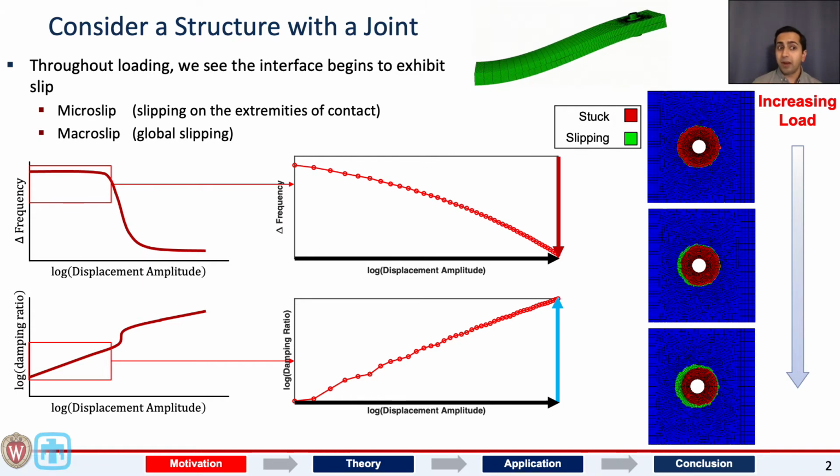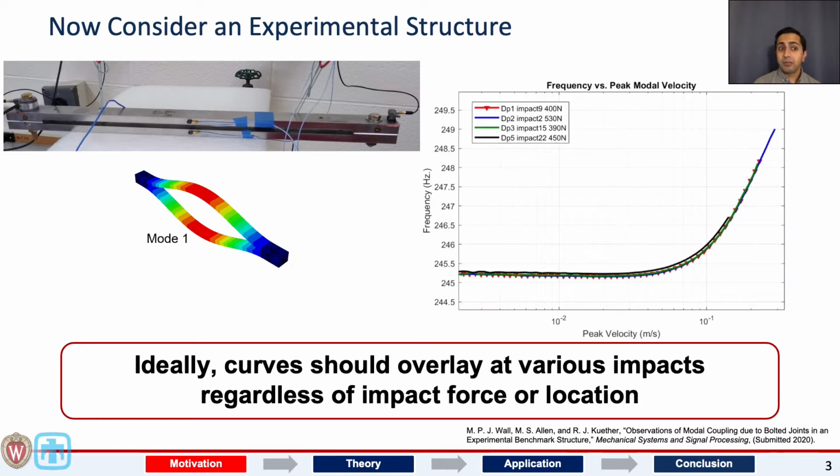However, we also have macroslip, which is global slipping. Both of these behaviors can be characterized by an amplitude dependency on our natural frequency and damping ratio on a mode-by-mode basis, as shown in the figure on our bottom left. This has been shown experimentally.